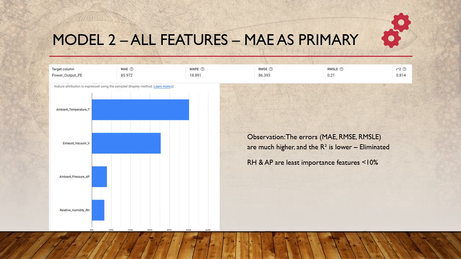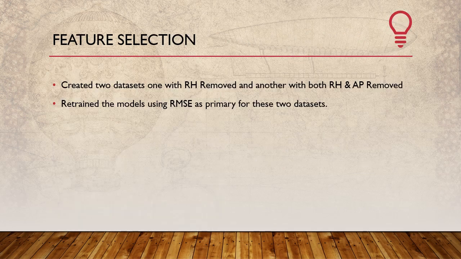The second model was all features, but MAE is my primary. This time I changed the primary. The observations were quite different. If you see, MAE was like 85, earlier it was 2, and all the errors spiked, and the R2 reduced compared to the first model. So considering all this, I am eliminating this as my option. But here too, both RH and AP are the least important features, less than 10%. So those are common. I'm going to take them and see if I can further tune it.